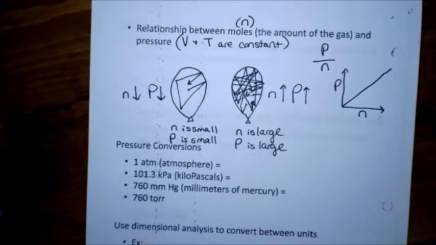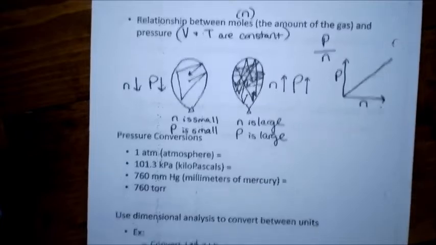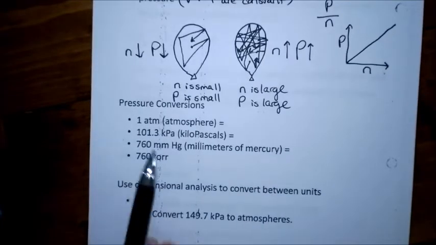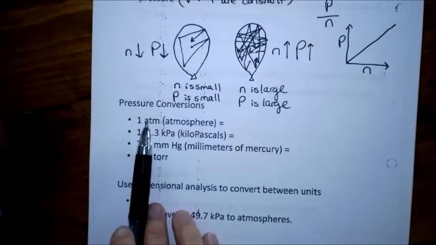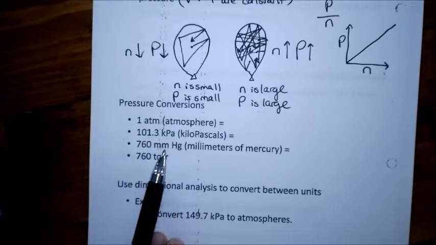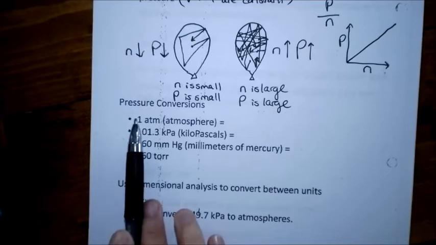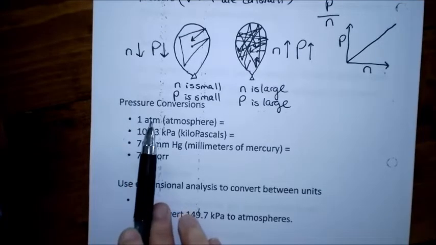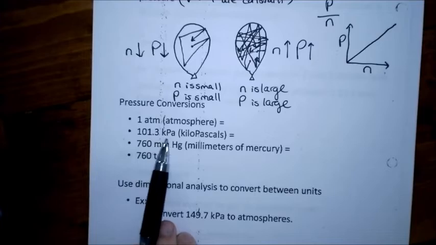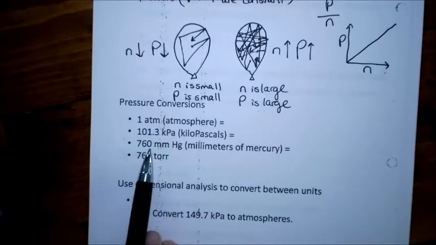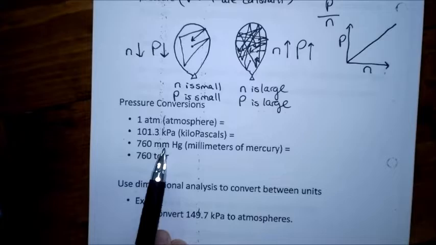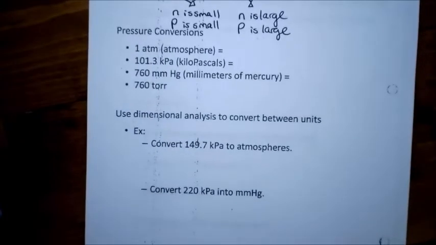All right. With pressure, we're going to be measuring pressure using a lot of different units, and you see those units listed below. We're going to be measuring it in atmospheres, kilopascals, millimeters of mercury, and torr. And that is how they are all equal to each other. One atmosphere is equal to 101.3 kilopascals, which is equal to 760 millimeters of mercury, which is the same thing as torr. And you need to be able to convert between those units, which means we will be using dimensional analysis. So let's look at some examples.